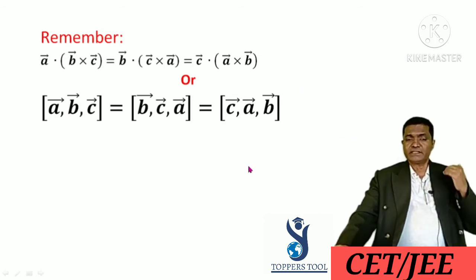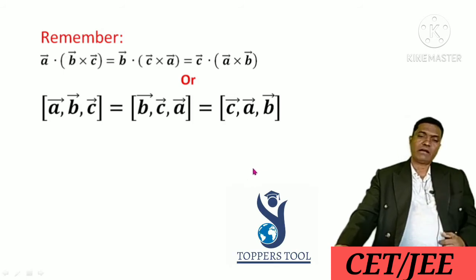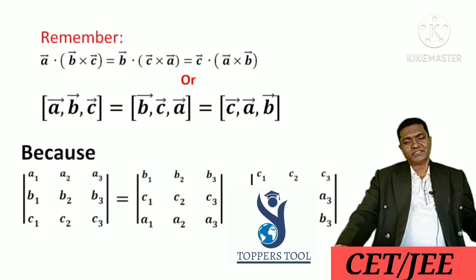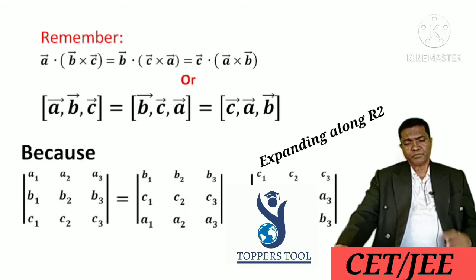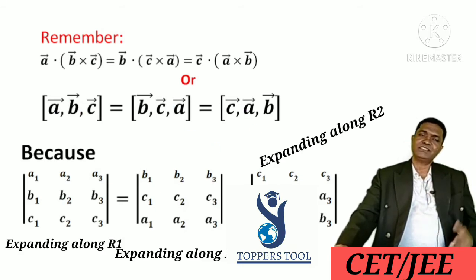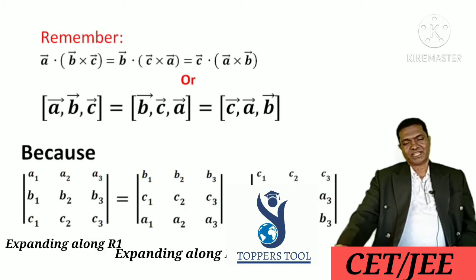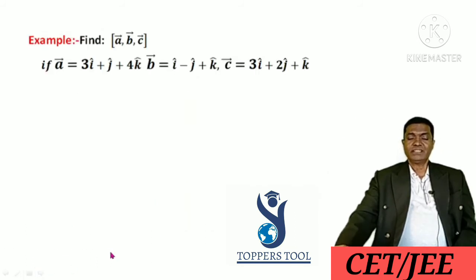So why it is and how it is, if you have curiosity in your mind, then just expand these determinants. This determinant is for this triple product, this is for this triple product, and this is for this triple product. If you expand all the determinants, you will get the same expression. So let's move on to the next, and we'll have one simple example to understand the scalar triple product.